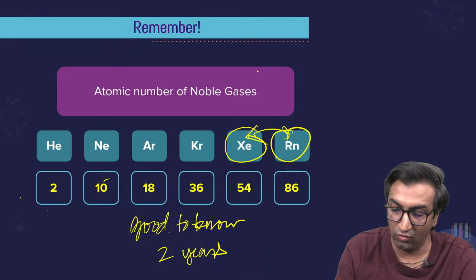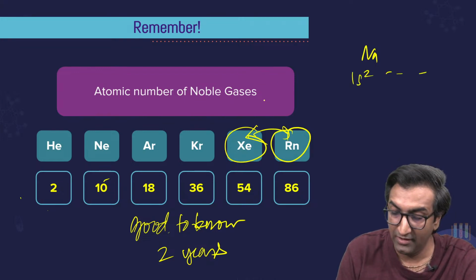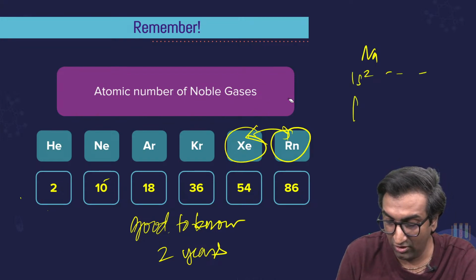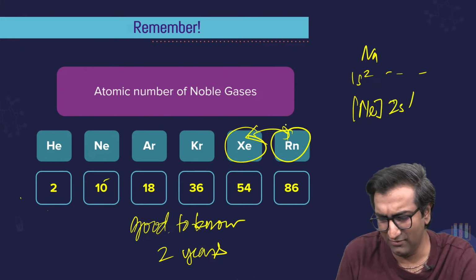What do I mean? See, if I write sodium, I'm not going to write 1s2, 2s2 and all that. I won't write all that. I will write neon, and I will write 2s1. Okay, that's it. I don't write anything before that.